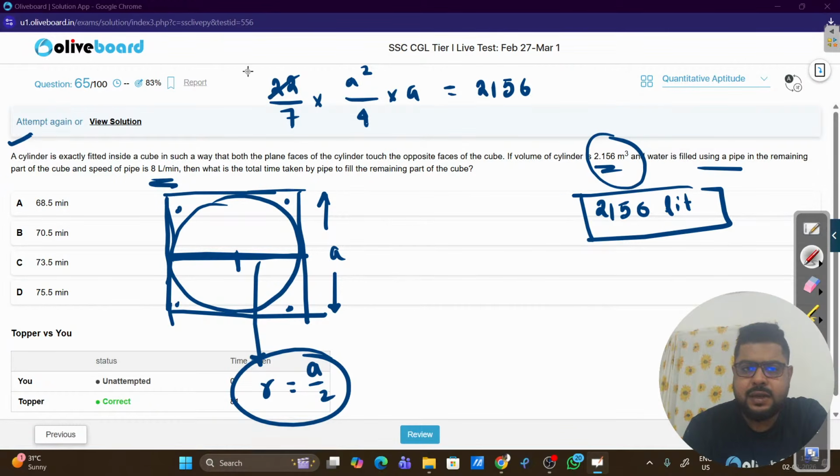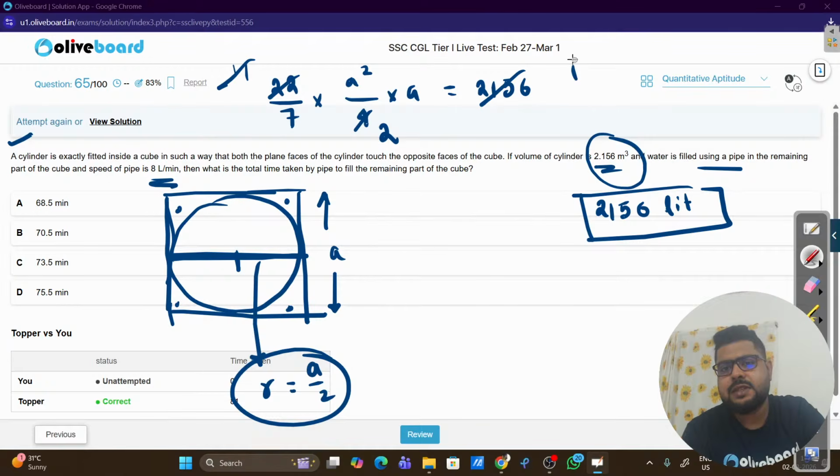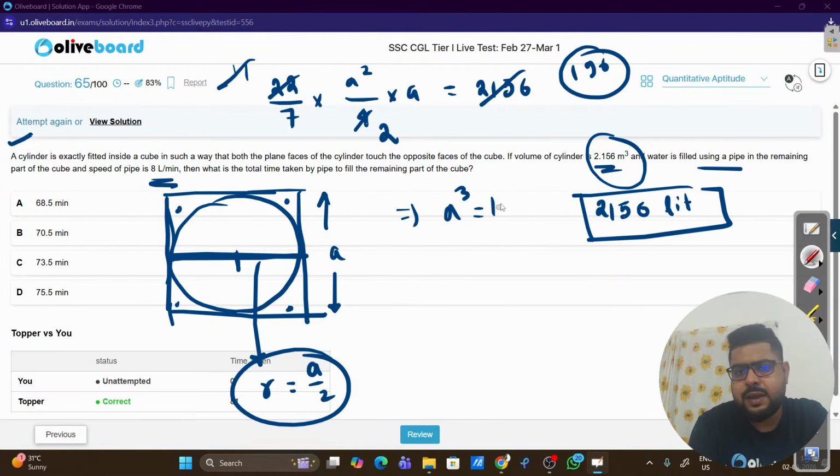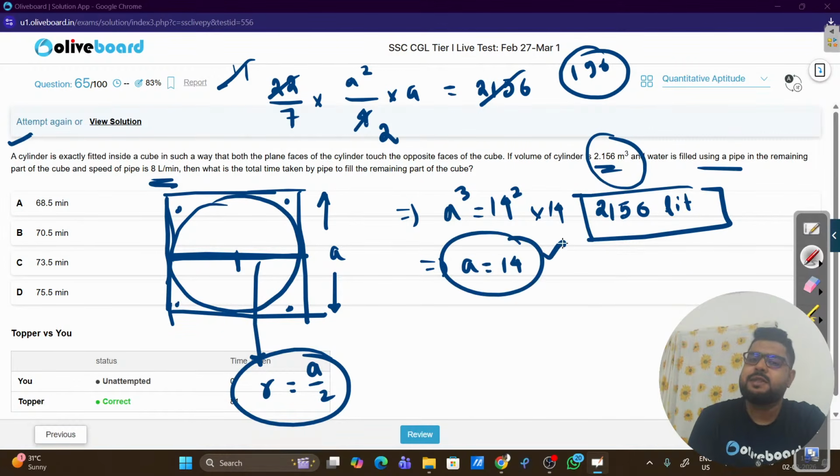Sir, 11, 11, 11, this is 2. This 11 now cancels. Now again, sir, if you look at this, a cube is, this is already 14 square, and this is 7 into 2, already another 14. So a will be 14. If a is 14, that means I got the side.